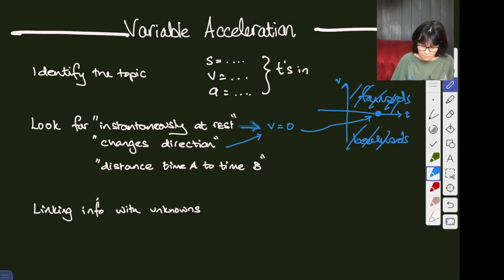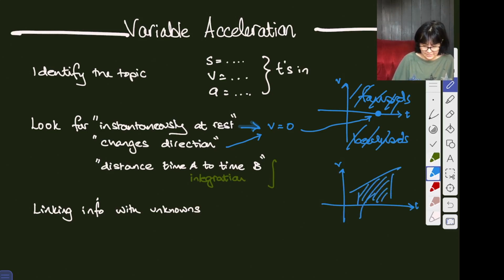When you see distance from time A to time B, this means we're going to be doing integration. But here's the important thing, we're going to be doing definite integration. We're going to be integrating the velocity, because as you know from VT graphs, the area under is the distance. So to find the distance from this time to this time, we're going to be integrating the velocity, unless they already gave us the function for distance or displacement. But usually we've got the velocity at this point, and we're going to integrate the velocity.